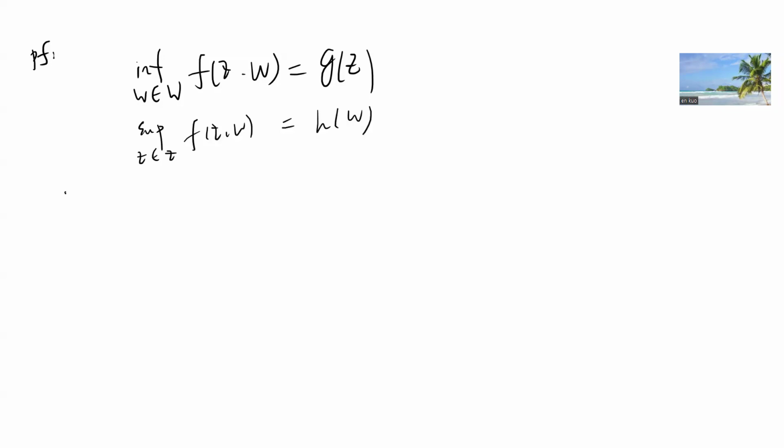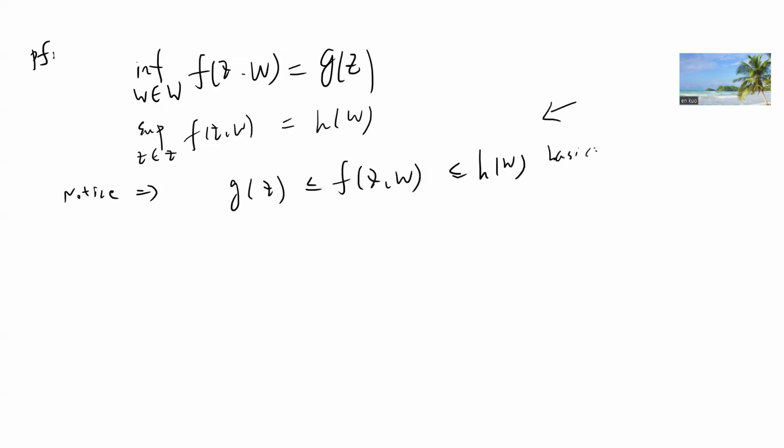Notice the following. We always have g of z less than or equal to f(z, w), and that is less than or equal to h of w. This is basically trivial by the definition. Because for g of z, we take the infimum, so if I fix any z and then take the infimum over w, it will always be less than or equal to f(z, w) for that z and w. And this holds for h of w as well.